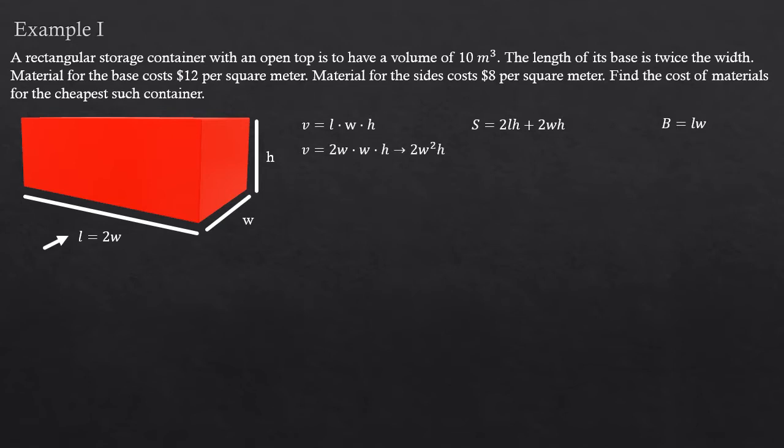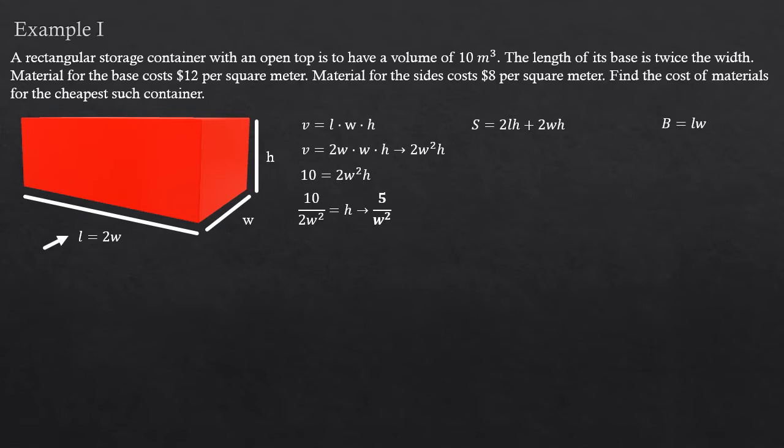So we plug in 2W for L for the volume equation, first of all, and then we still have the H hanging around. So we use the 10 and divide by 2W squared, the 10 being the volume of the entire container. So we get 5 over W squared for the volume.